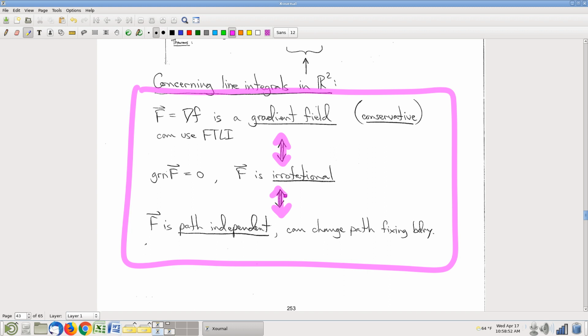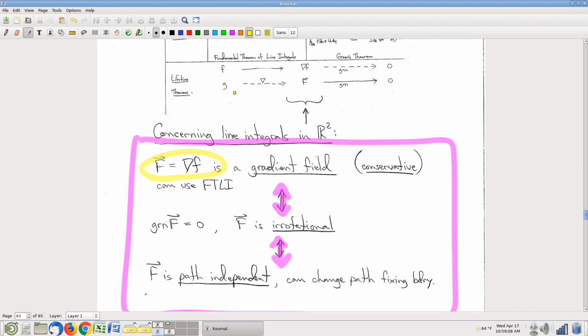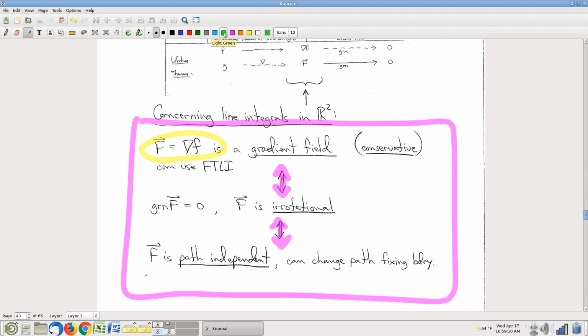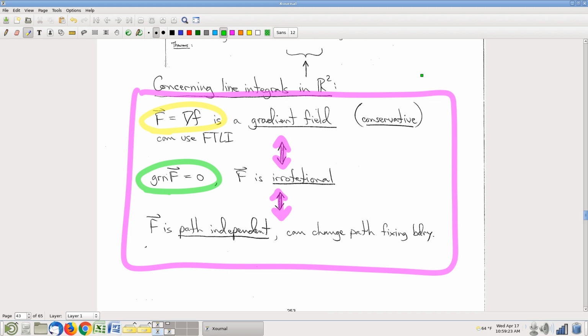So what do they say? First, gradients. The special vector fields I want to talk about are gradients. There is some function whose gradient is that field. But those same vector fields are also vector fields for which Green's operator is 0. And these same vector fields, and this one's a little hard to draw a picture of, are path independent.